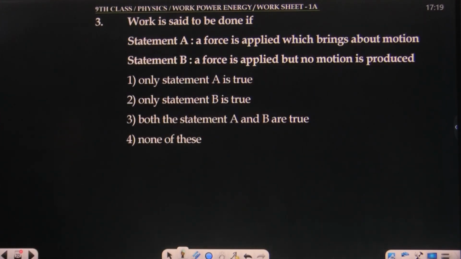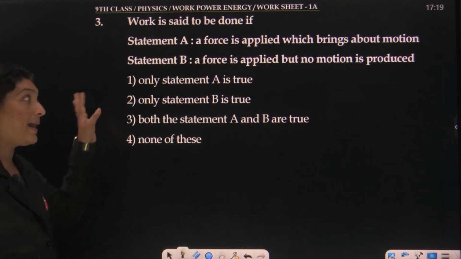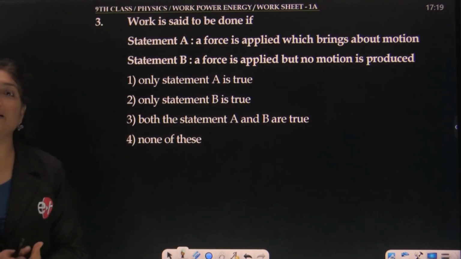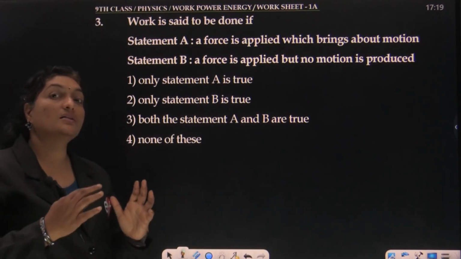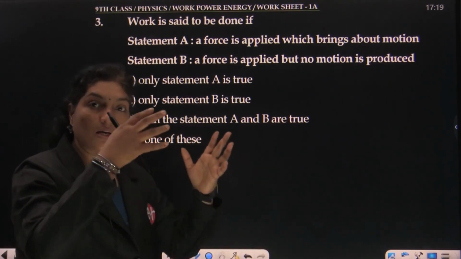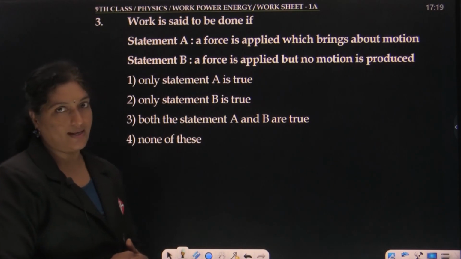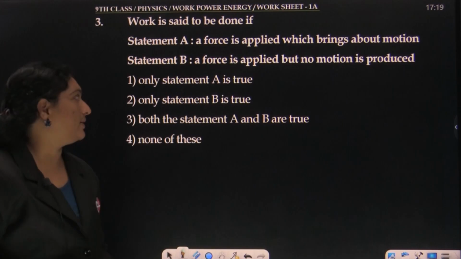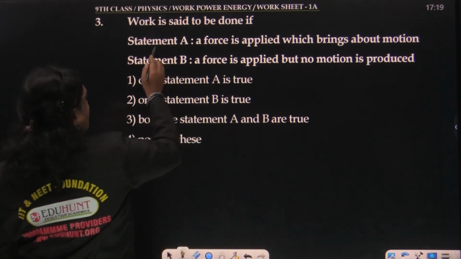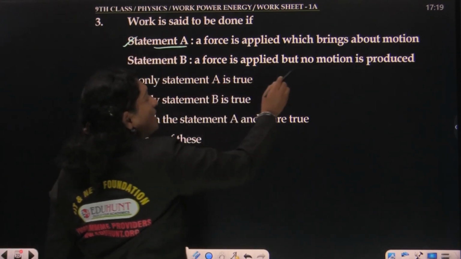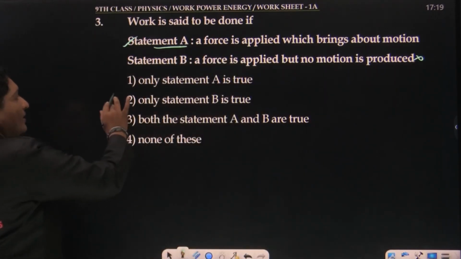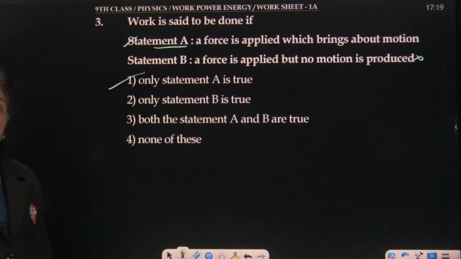Moving ahead with the third question: work is said to be done, statement A and statement B. A: a force is applied which brings about motion. B: a force is applied but no motion is produced. When is work said to be done? Whenever displacement is produced, whenever motion occurs, only then can we say that work is done. If there is no displacement, no motion, work is not done. So only statement A is true, whereas no displacement means no work is done. Hence, only one statement, that is the first option, is true.